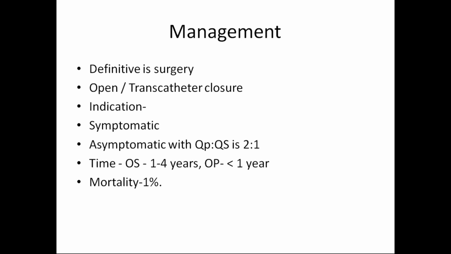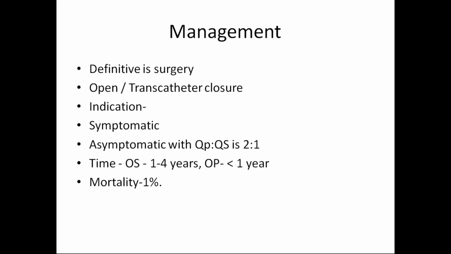All the blood that is flowing in the lung should also flow to the body. But if this ratio tips off, if there is more blood flowing in the pulmonary than the systemic, that is, in a 2:1 ratio, then you may have to intervene and close the defect.